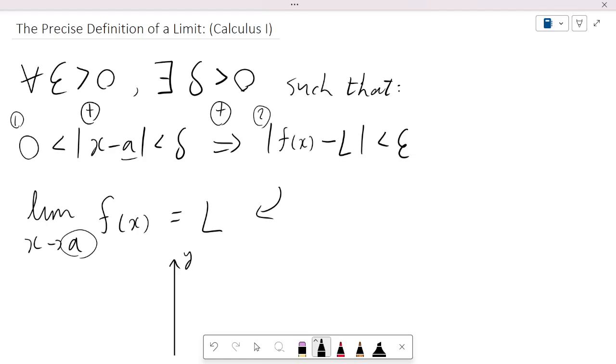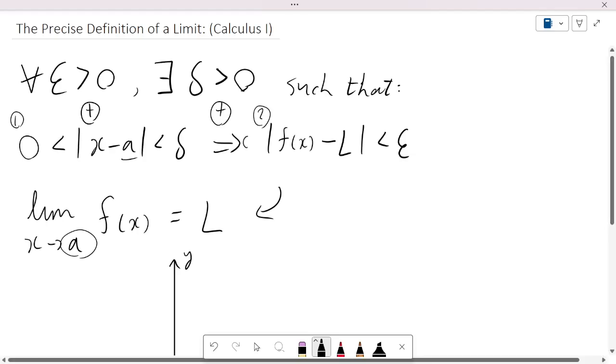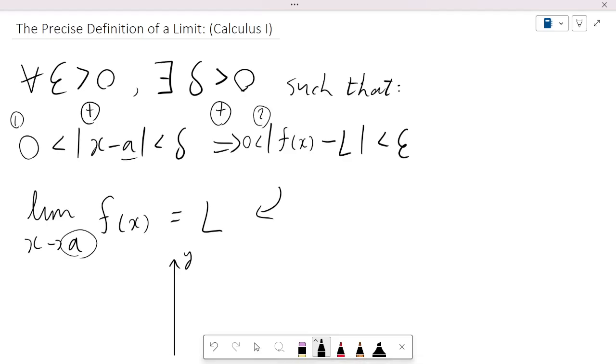Okay, so from this point over here, we have the absolute value of f of x, which is our function, minus our limit value, which is going to be less than epsilon. And we know that this would also have to be greater than 0, because obviously our absolute value will eventually be a positive value. So that would also be something that we could add as well.